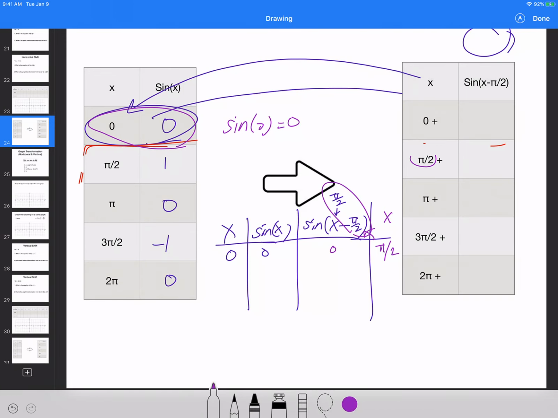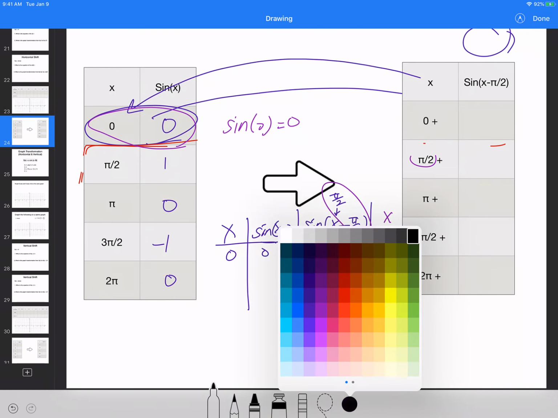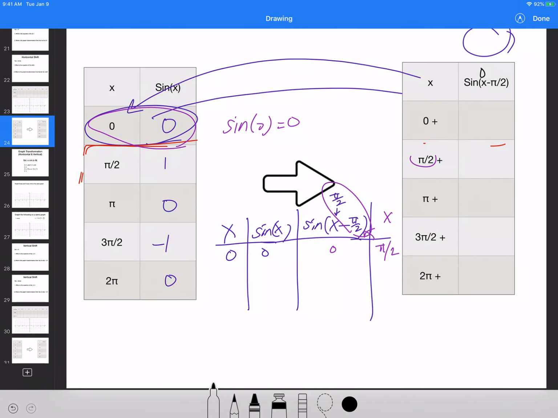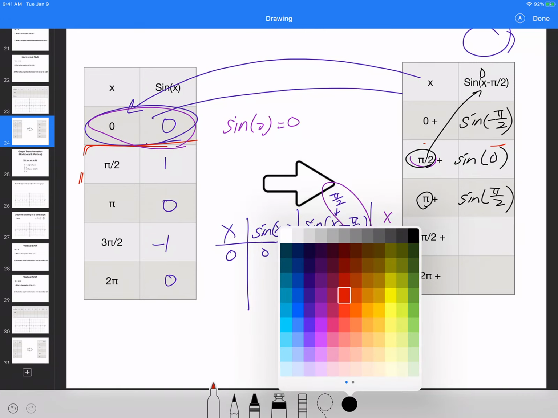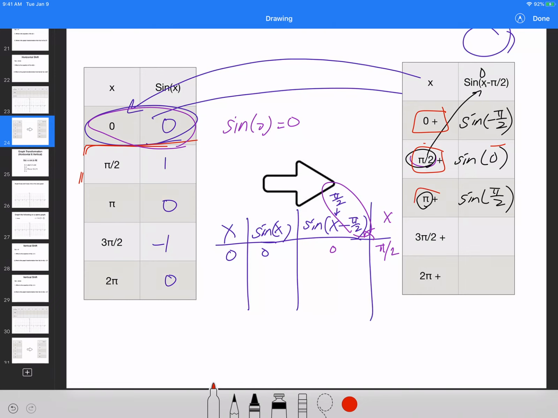Okay, imagine what would happen, guys, if I were to plug in 0 for here. Okay, what I'm going to get is sine of negative pi over 2. Imagine if I plug in pi over 2 into x here, I'm going to get sine of 0, because pi over 2 cancels each other out. Imagine I plug in pi into here, I'm going to get sine of pi minus pi over 2, which is sine of pi over 2. Notice how all of these values at 0, pi over 2, pi, which is the same thing here. Well, your x value, actually, what it turns out to be is your previous value.